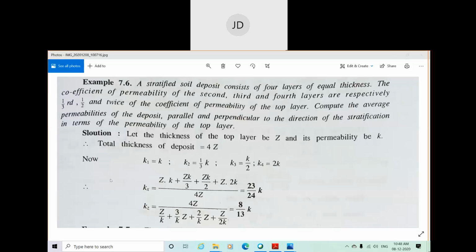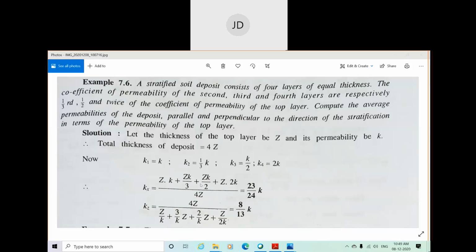That means when the flow is parallel to the bedding plane, represented by Kx, we use this formula. What is the formula? The actual formula is K1 Z1 plus K2 Z2, plus K3 Z3, like that. So for the first layer, it is Z into K. For the second layer, Z remains the same because for each layer Z is the same, but in place of K, we have to put K by 3. For the third layer, Z into K by 2. Fourth layer, Z into twice K. And the total thickness is 4Z.